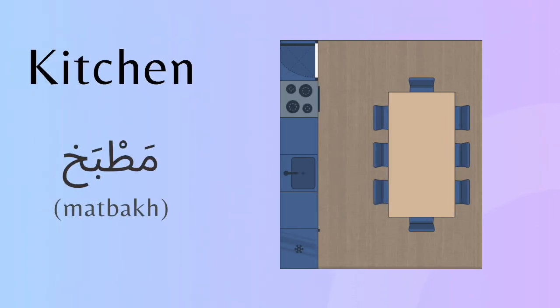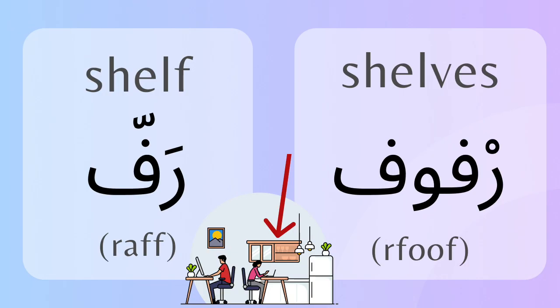Next, we're going to move into the kitchen, which is مطبخ. First, we have shelf, which is رف. The plural form is shelves. رفوف.